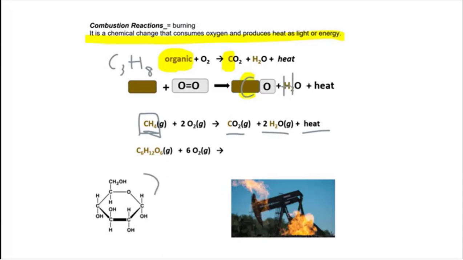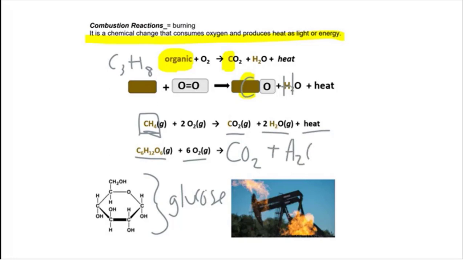And then here's another example. This is glucose, which is the sugar in our body. And so we know that when combined with oxygen, it's also going to produce CO2, which we exhale, right? We breathe out carbon dioxide, water, and the heat or the energy that we produce, which is called ATP.